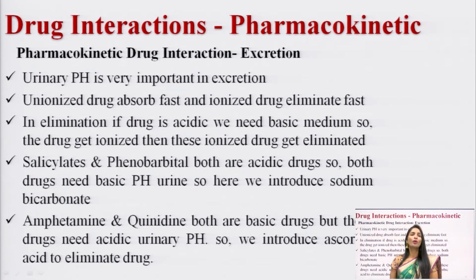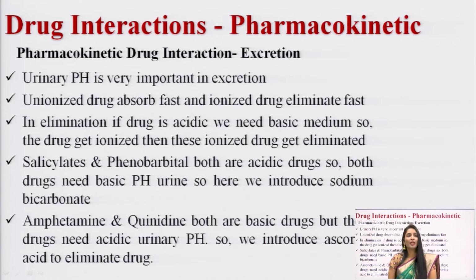And next one, pharmacokinetic drug interaction with excretion, the last part of pharmacokinetic drug interactions. Urinary pH plays a very important role in excretion. Depending upon the urinary pH, we can see which drugs can be excreted or not. Unionized drugs will be absorbed fast and ionized drugs will be eliminated fast, and unionized drugs cannot be eliminated quickly from the body.